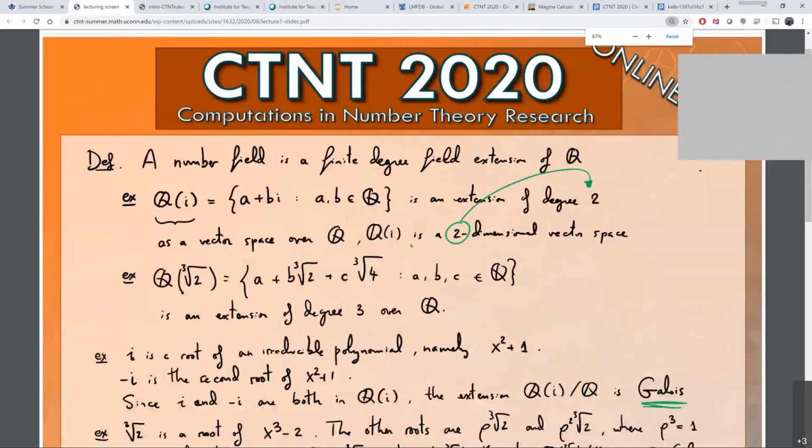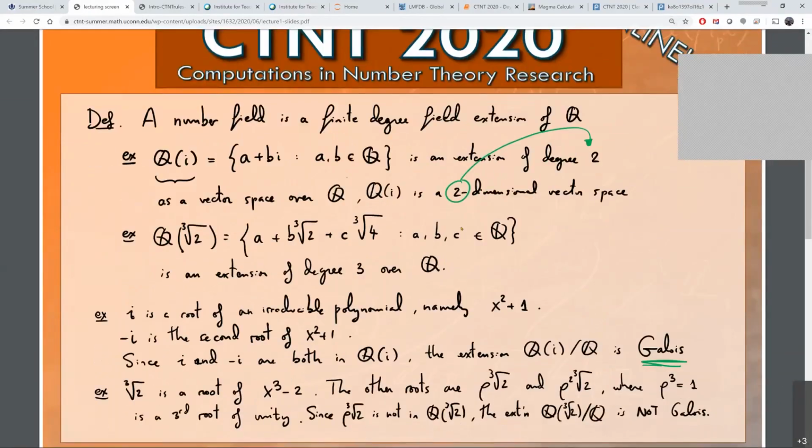It's too big, too small. All right, let's put it like this.